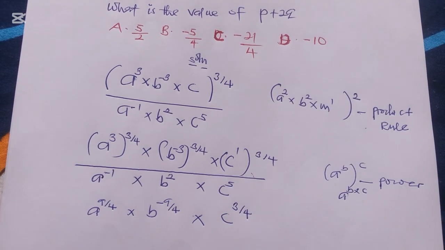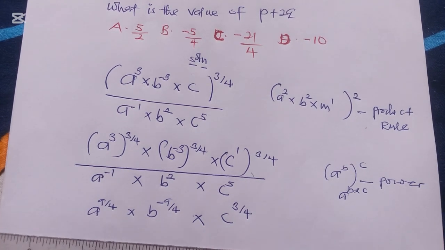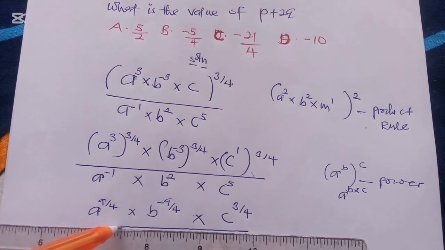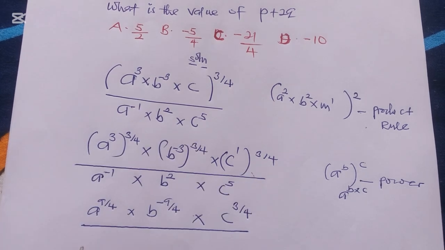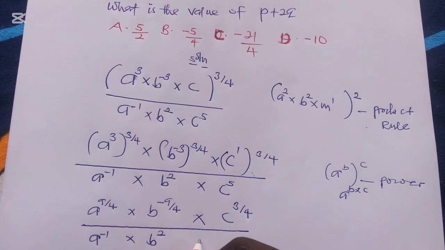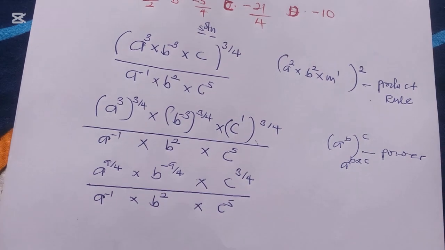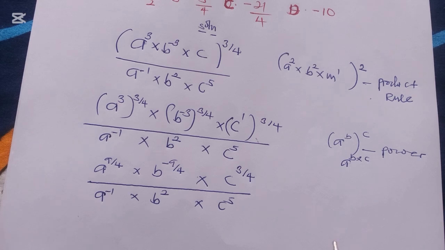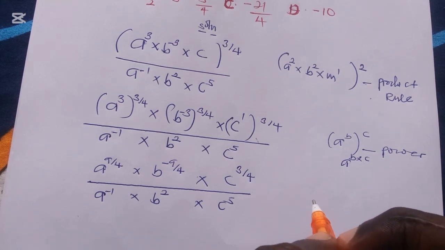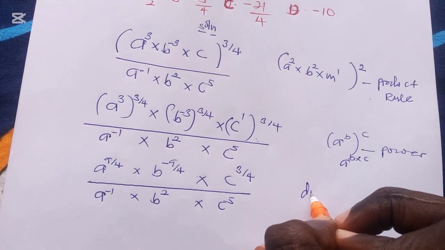Now we divide everything by a raised to the power minus 1 multiplying by b raised to the power 2 multiplying by c raised to the power 5. Then, having gone from this point, we apply the division law of indices. This is the division law.